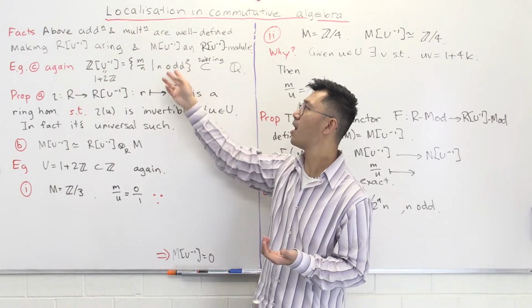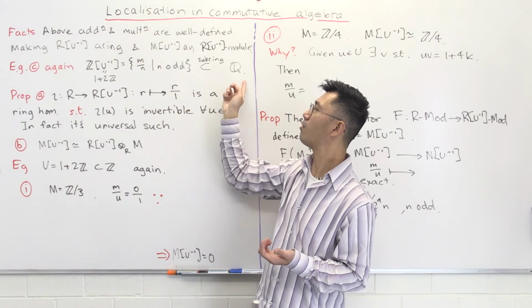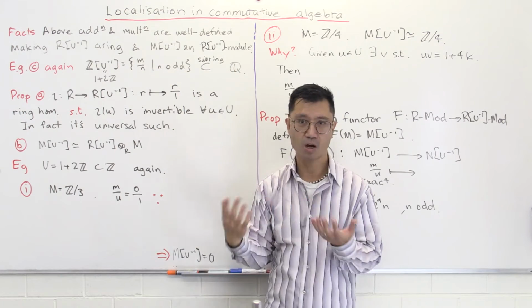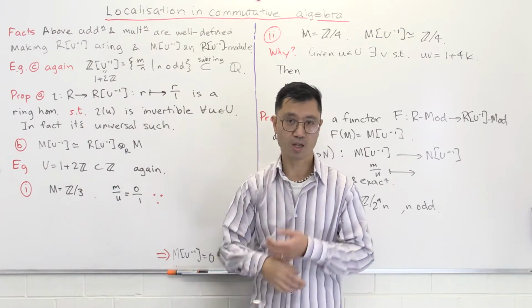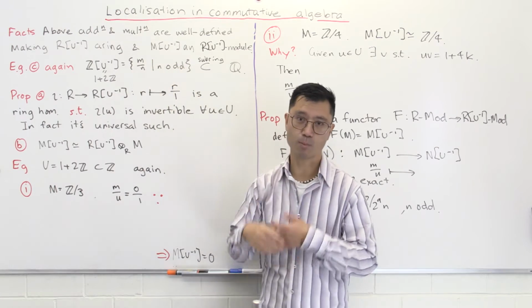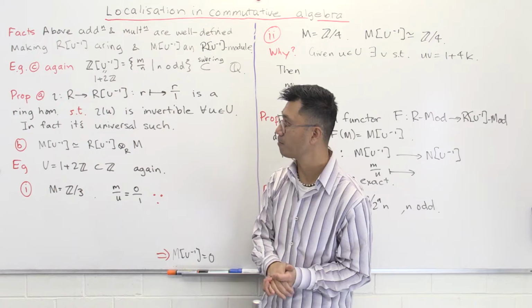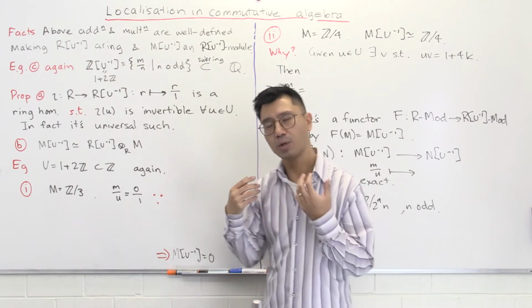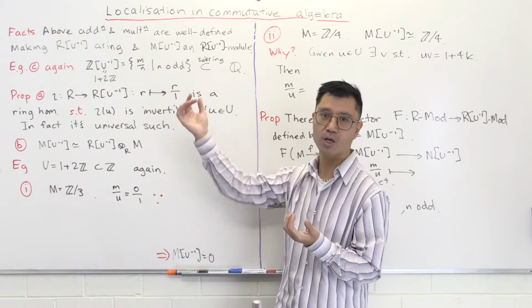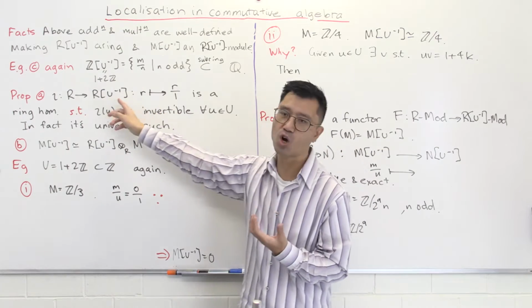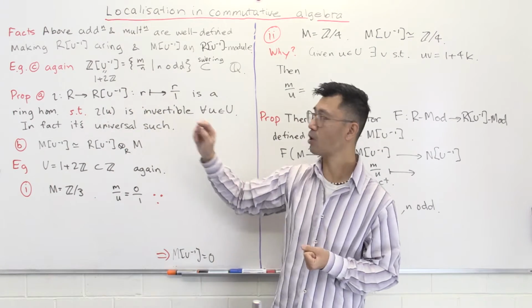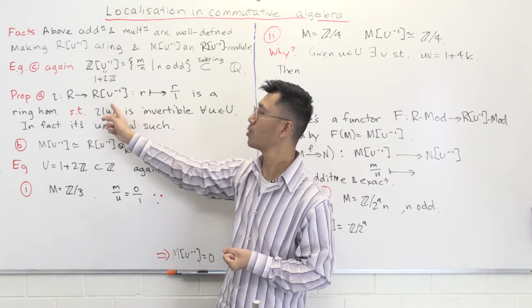So that's easy enough, and you can check inside here, right? If you look at the fractions where the denominator is odd, if you add two of these, you'll stay such a fraction. If you multiply two of them, you get such a fraction as well. So let's do a little bit more of the general theory about what's going on to try to understand this procedure of inverting elements, localization in commutative algebra.